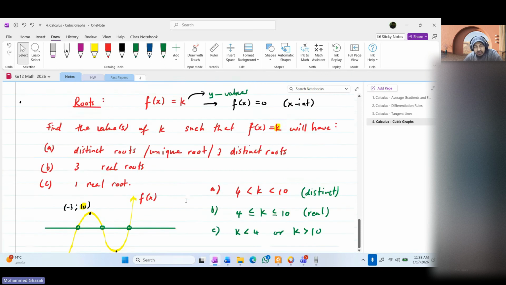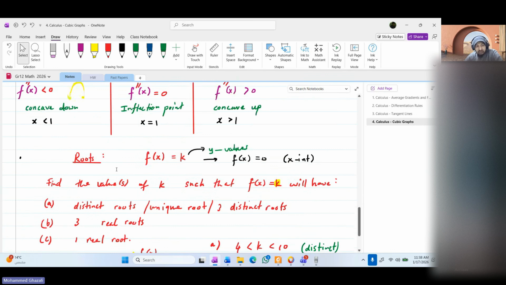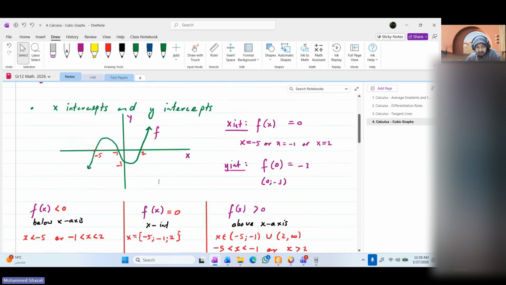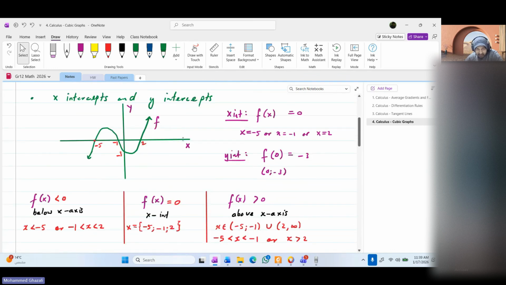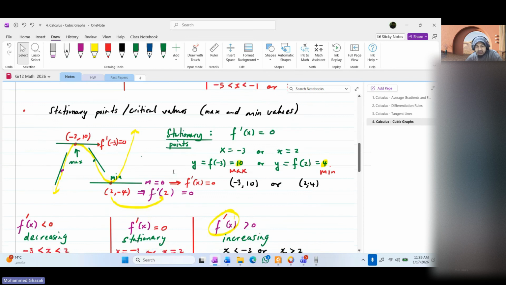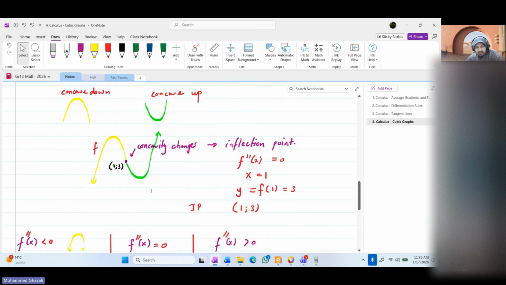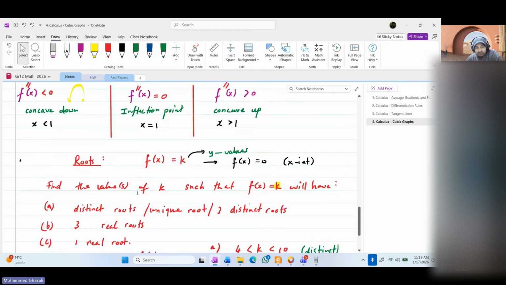Right, so I like these types of questions, which is good. Right, so those were the four important things that you need to know. What are they? X and Y intercepts, stationary points. From stationary points, what can you get? Increase, decrease, min, max values. Then concavity. From inflection points, what can you get? You can get concave up, concave down, and roots.